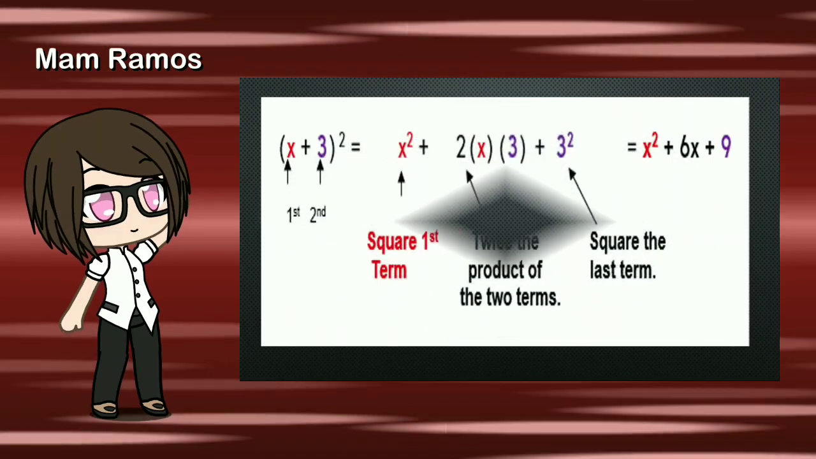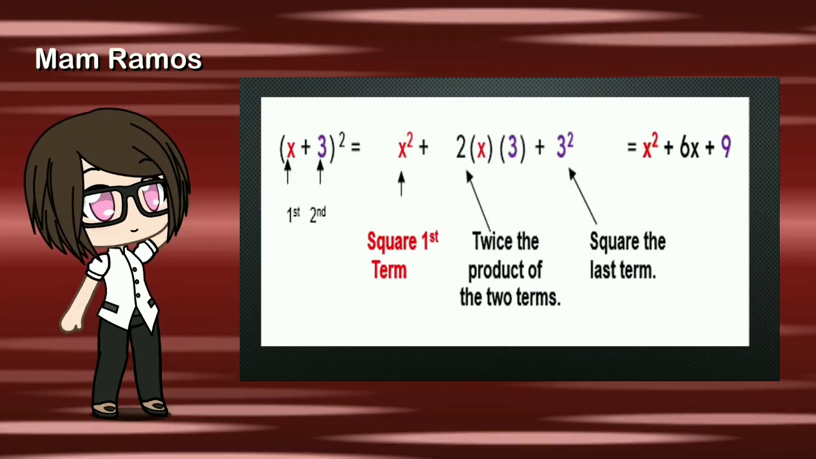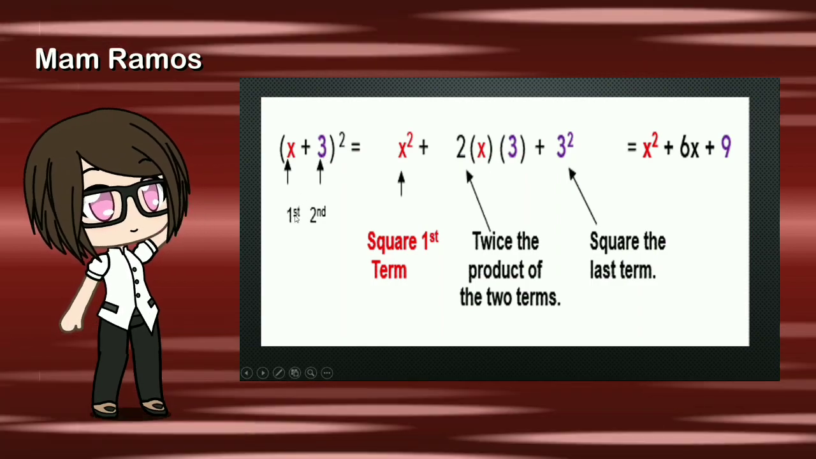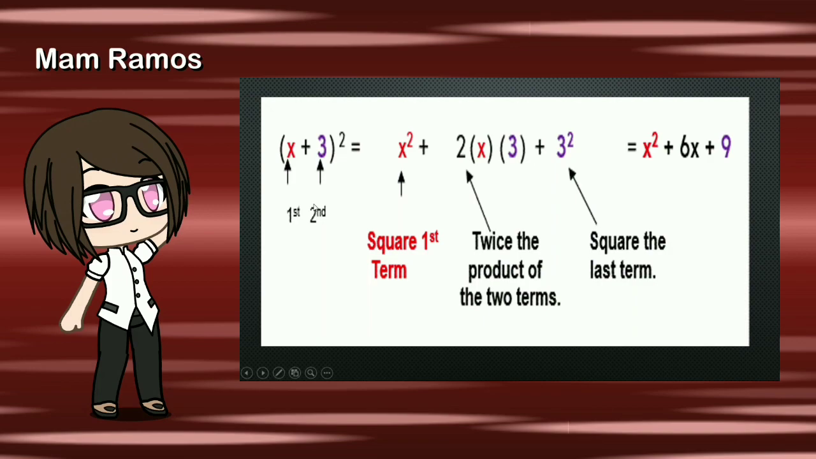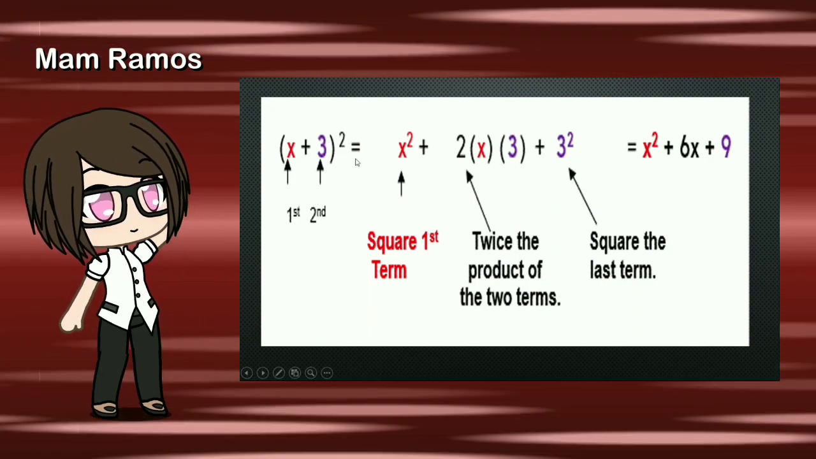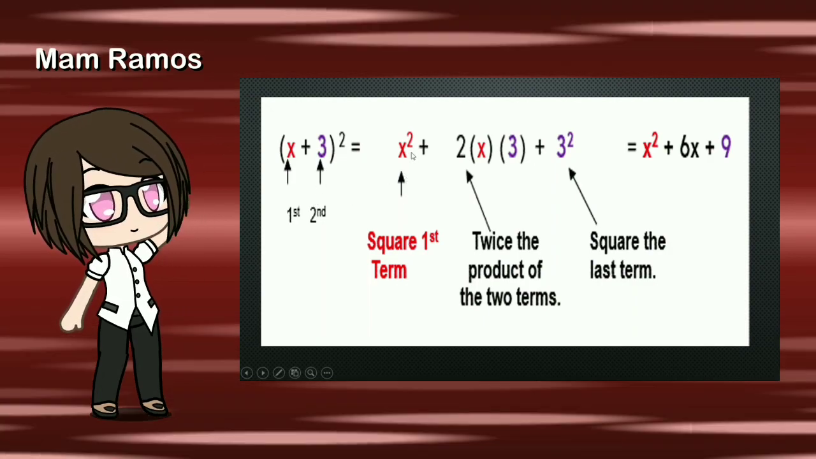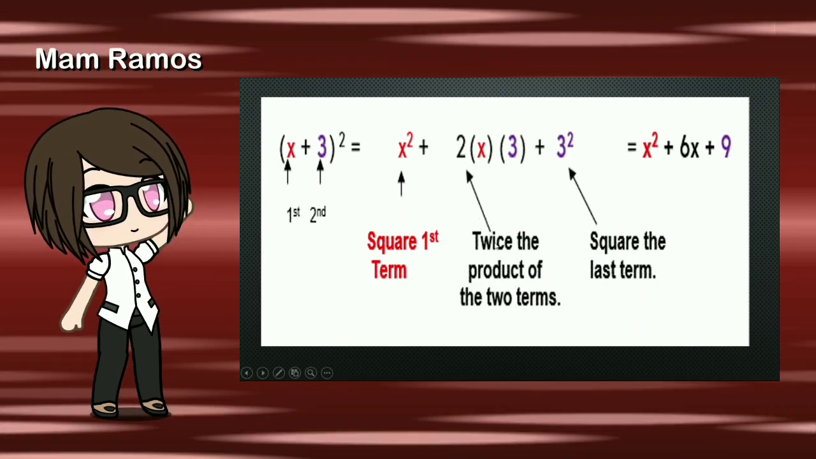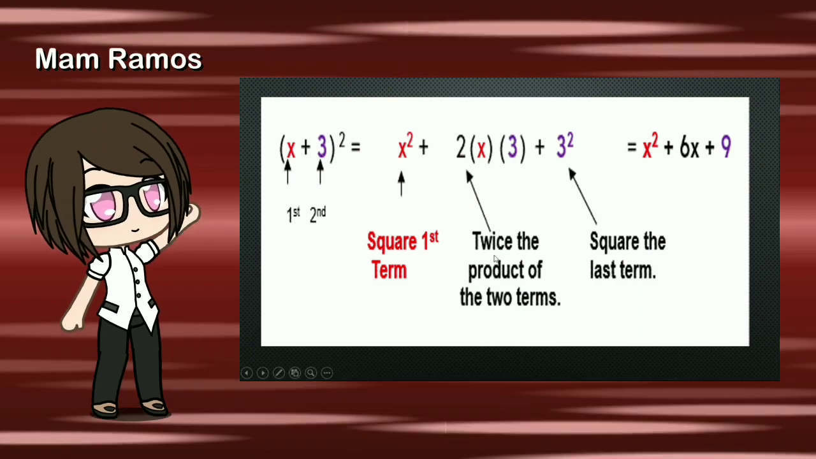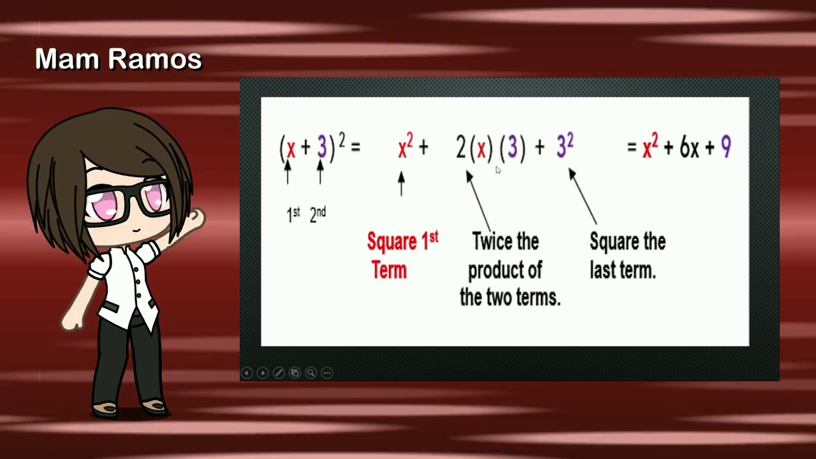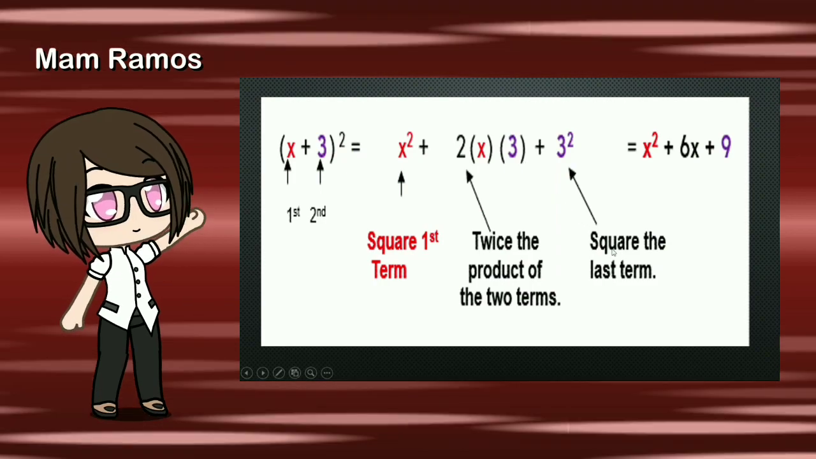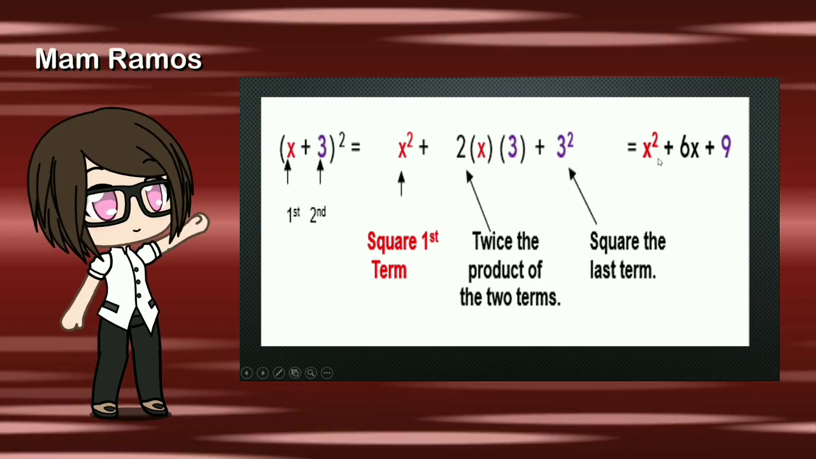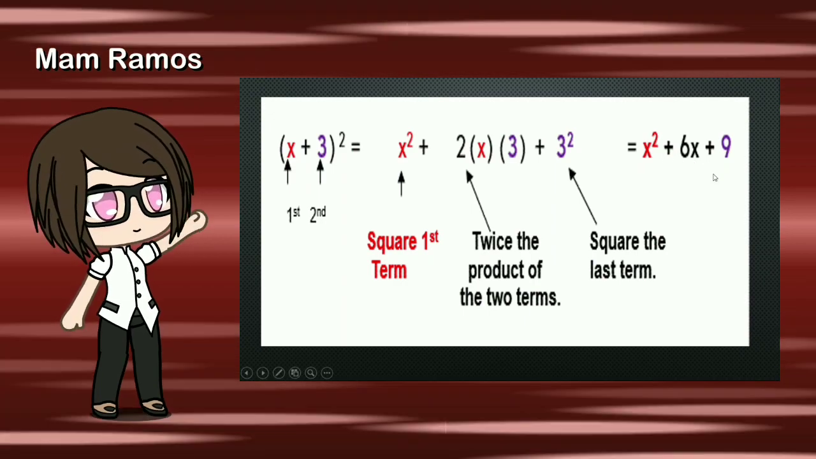We have the first example. Quantity x plus 3 raised to the second power. We notice that the first term is x, the second term is 3. It will be equal to the square of the first term, which is x squared, added to twice the product of the two terms, which is 2 times x times 3, plus the square of the last term, which is 3 squared. The answer is x squared plus 6x plus 9.